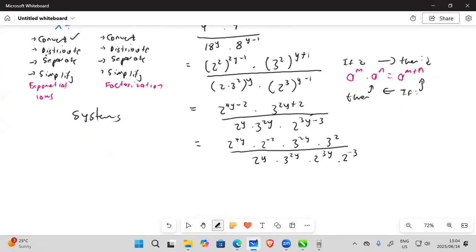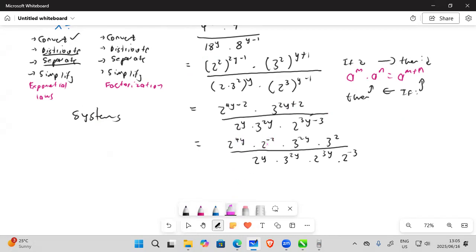So why did we do this separation step? We know why we did the converting step, because everything has to be in prime basis. We know why we did the distribution step, because we need to get rid of the brackets. So why did we do the separation step? We did it for this reason. We're trying to separate variable exponents from numerical exponents.